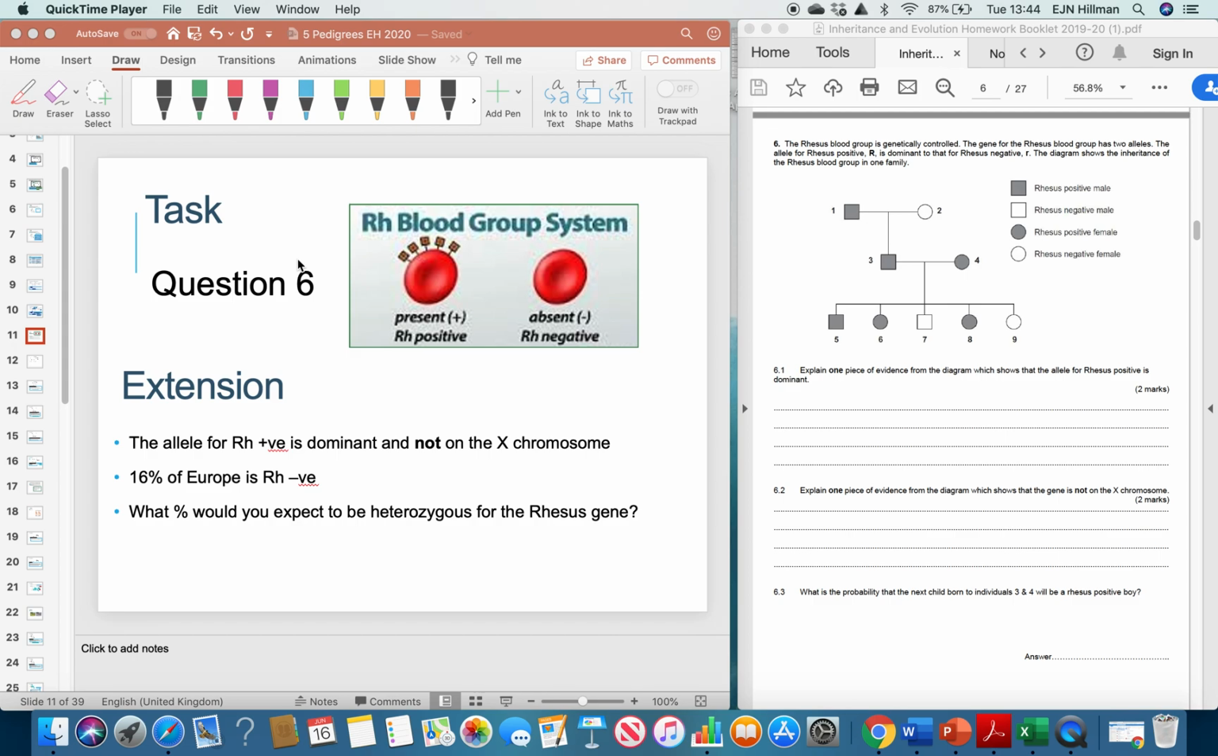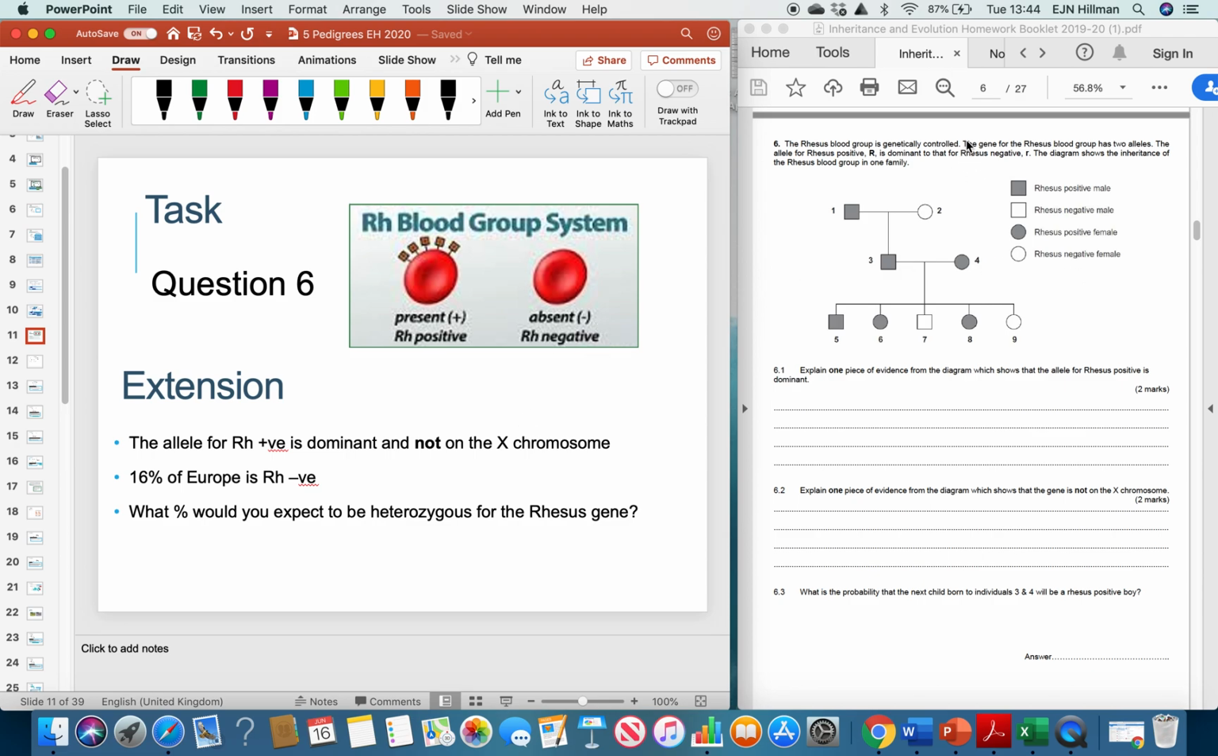Hello everyone, this is a follow-up to the previous pedigrees video that I made, and it gives some more examples of pedigrees and provides a bit of guidance to answering those questions in the homework booklet. So I'm going to start with question 6 in the homework booklet, which involves this pedigree showing the inheritance of the rhesus blood groups in a particular family.